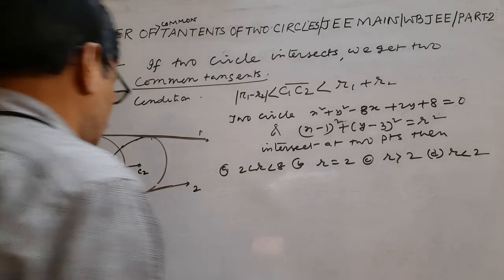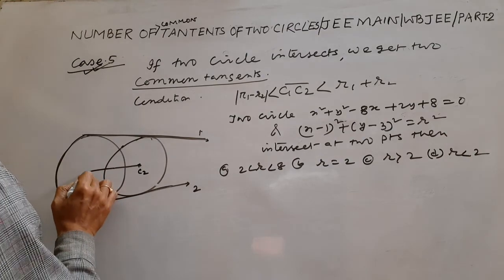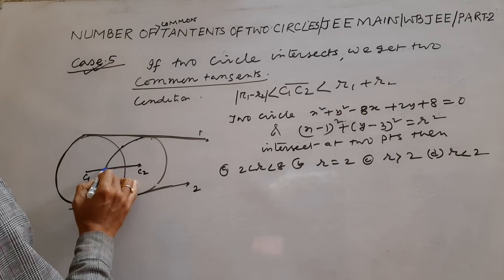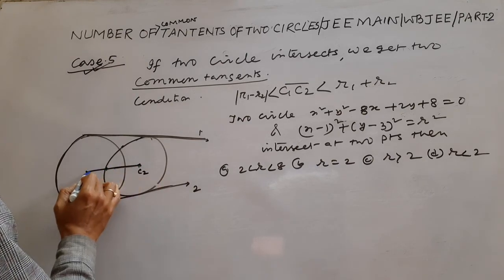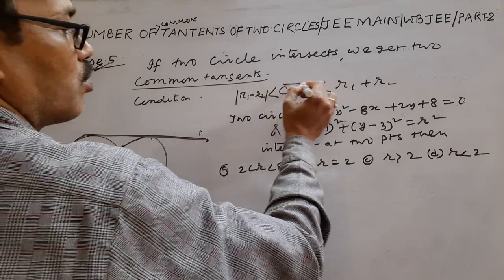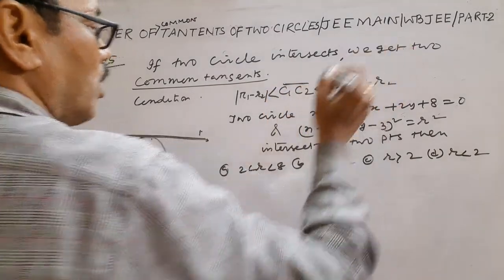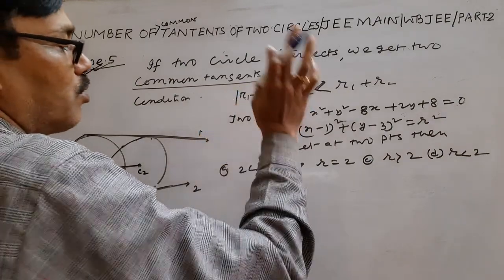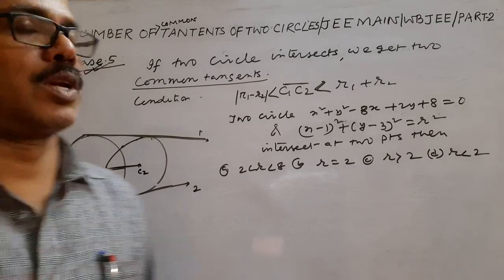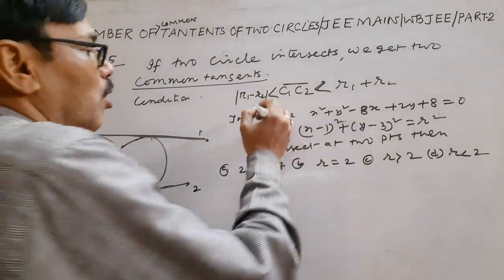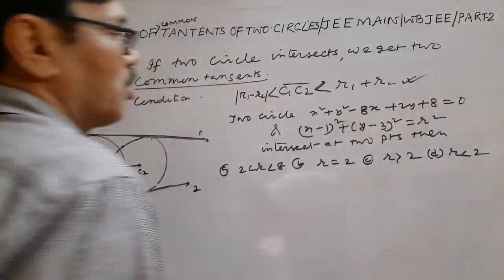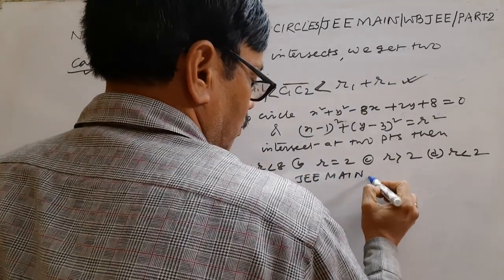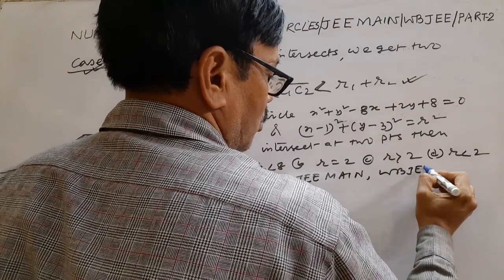So the condition is on C1C2. Up to this is R2, and up to this is R1. So C1C2 is obviously less than R1 plus R2, and C1C2 is greater than the difference of radii. So you have to recall this condition. So this is a problem of JEE Main, WBJEE also.